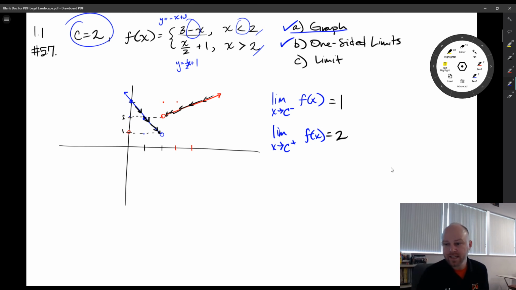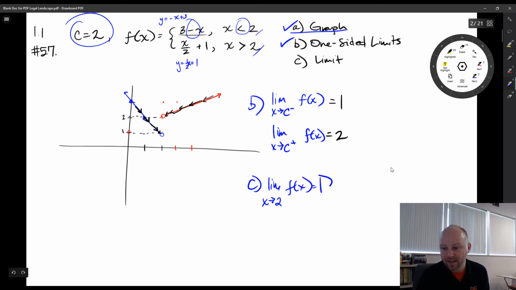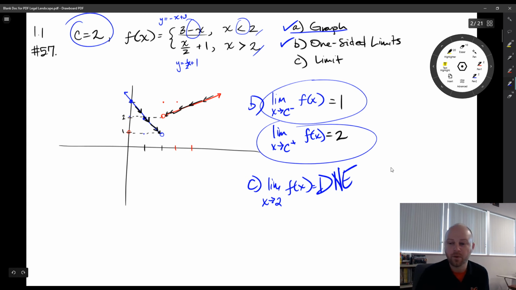And then part C, does the two-sided limit exist? The limit as x goes to 2 from both sides. So in this case, we're going to have to say it does not exist. Why doesn't it exist? Well, because the one-sided limits are not equal. That gets back into the definition of limit.